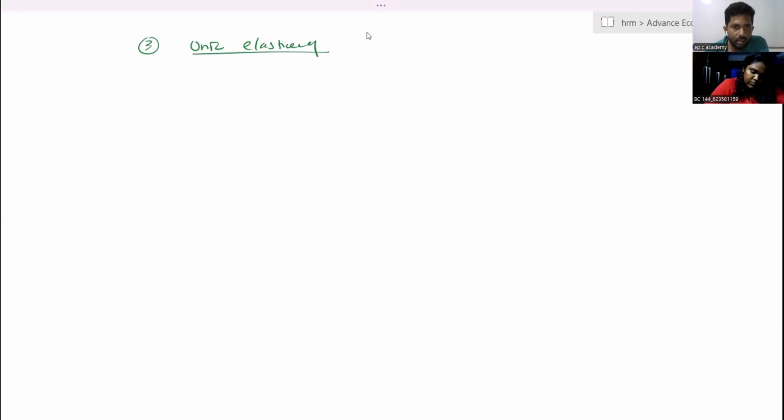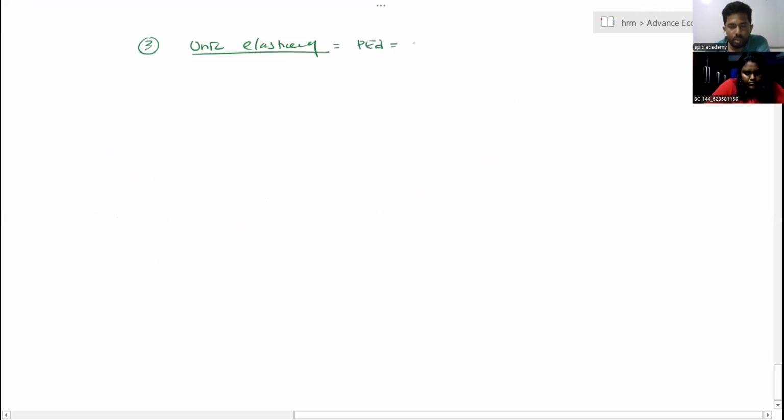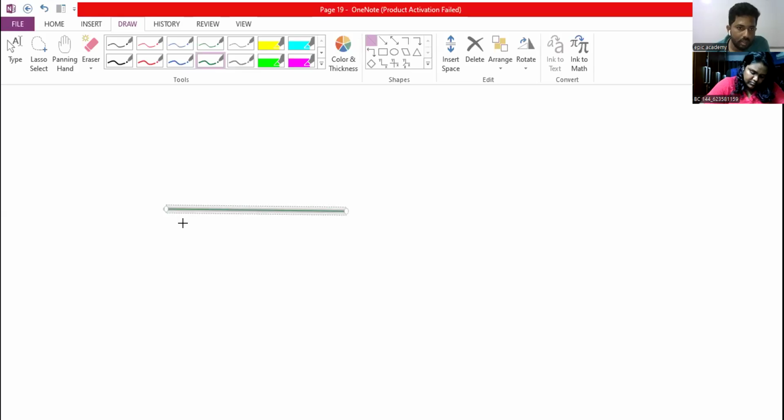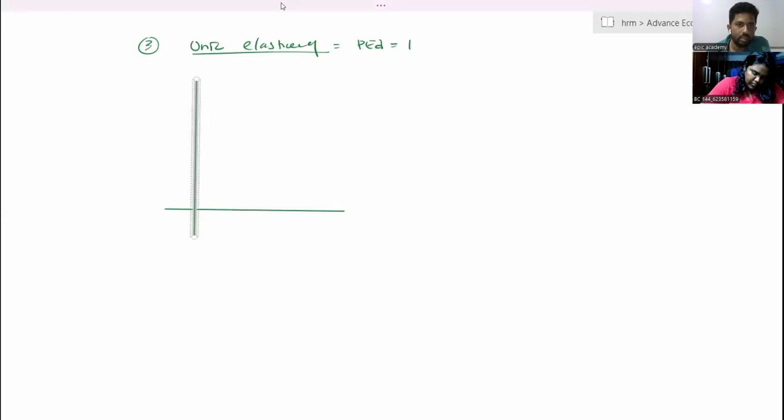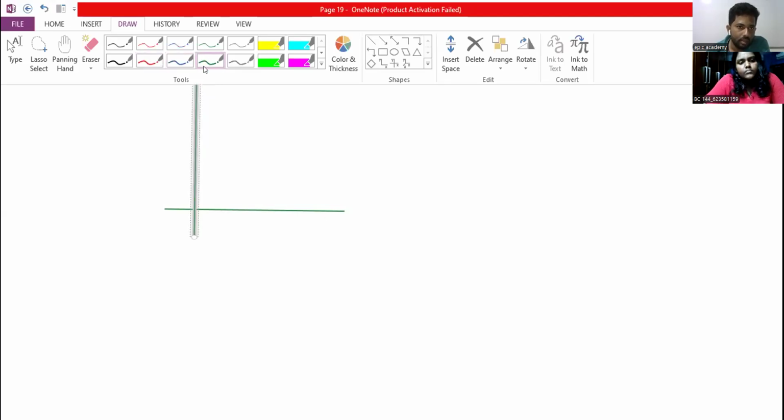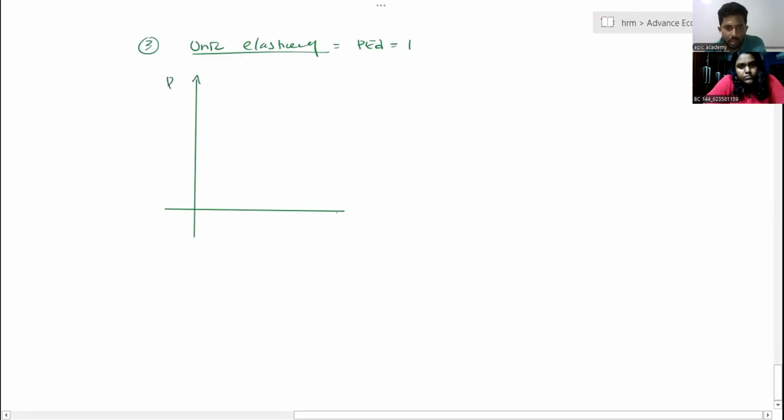Again, this unitary elasticity represents price elasticity of demand, and the coefficient of price elasticity of demand must always be equal to 1. Yes. So this horizontal axis represents the quantity demanded and the vertical axis represents the price of the commodity. Okay. Right. This is price and this is quantity demanded, with 0 at the origin. This is QD or quantity demanded. We call that shape a rectangular hyperbola.